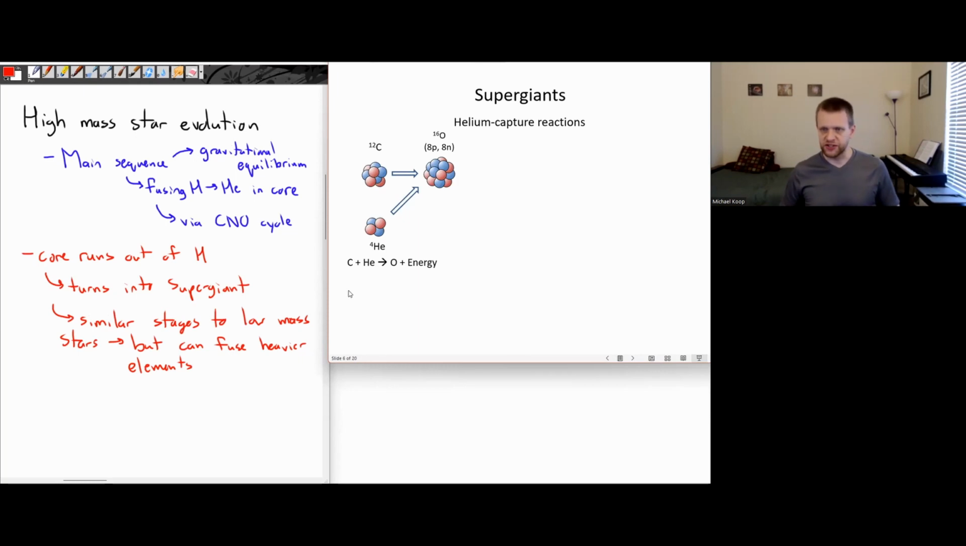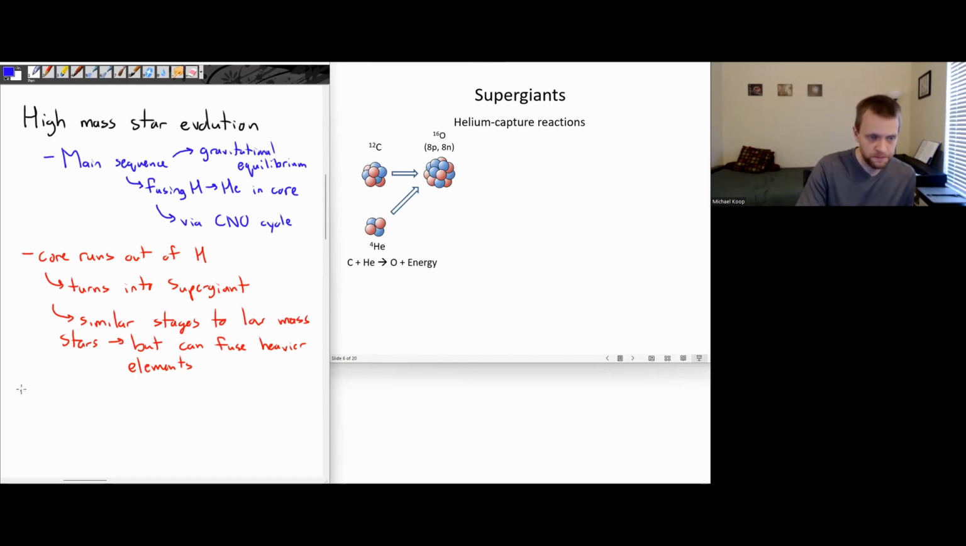This is powered by something called helium capture reactions. Again, whenever we're talking about these different star phases, one of the things that I do want to emphasize is how is energy generated in each of these different phases. So for supergiants, it's powered by helium capture reactions.